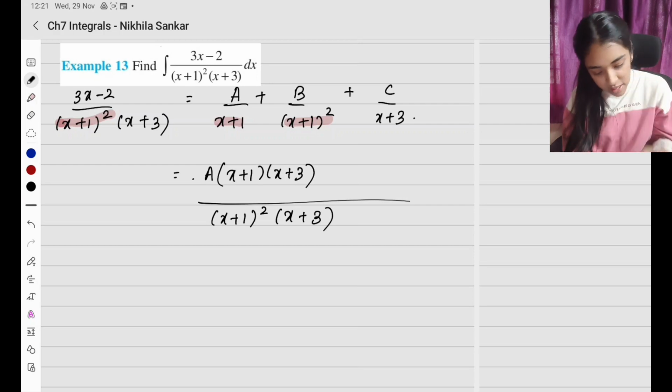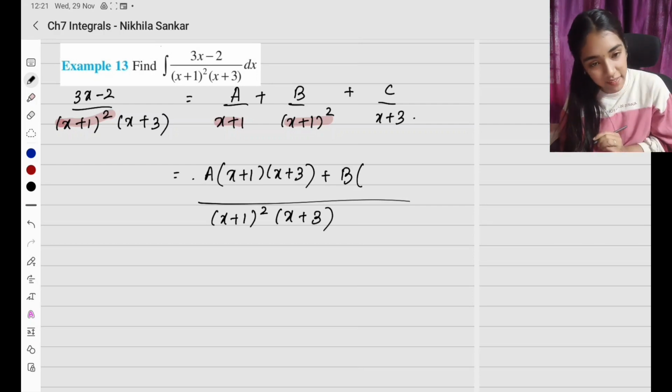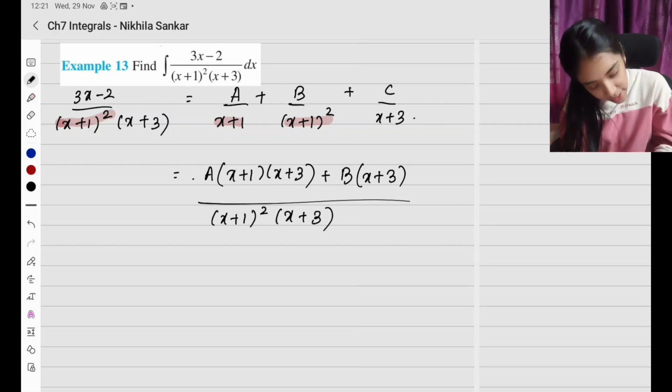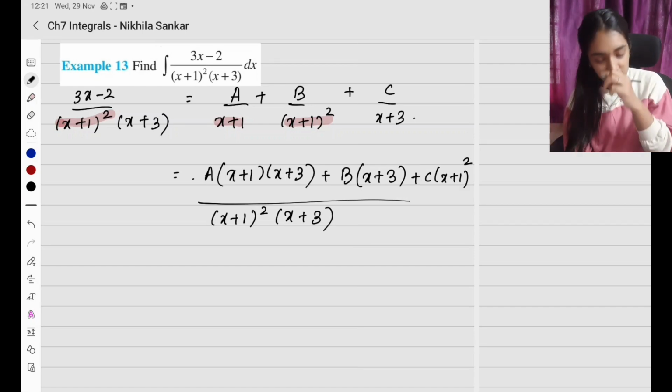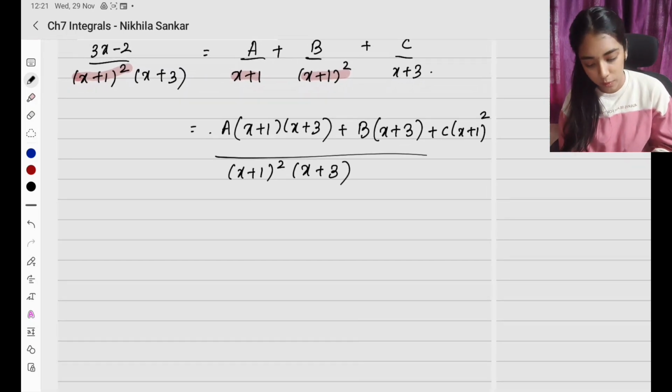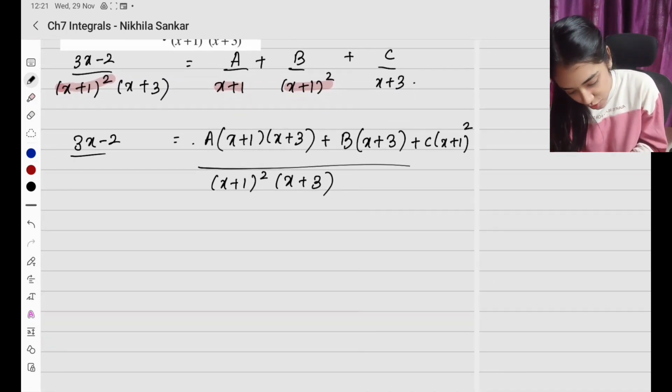Okay, so this is for a. Then what is there for b? b times, I already have x plus 1 the whole square. So I only need x plus 3. Now what is needed for c? c times, I only need x plus 1 the whole square. Okay, understood? Now (3x minus 2) divided by (x plus 1) the whole square times (x plus 3).